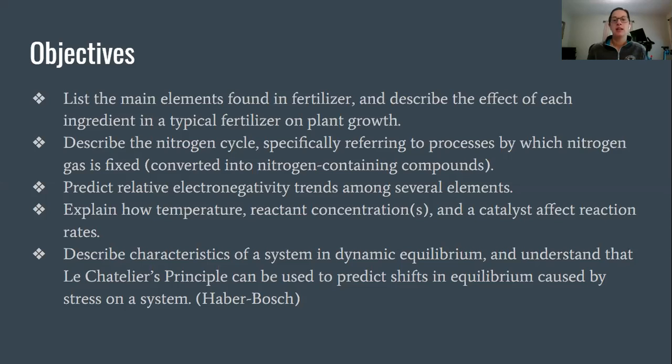So to narrow it down to just a list of topics instead, we're going to look at the ingredients in fertilizer. We're going to look at the nitrogen cycle. We are going to look at how reaction rates are affected by things like temperature, concentration, and a catalyst. And we are even going to talk a little bit about equilibrium and Le Chatelier's principle and how that relates to something called the Haber-Bosch process. And the Haber-Bosch process you're also going to be looking into again for part C.